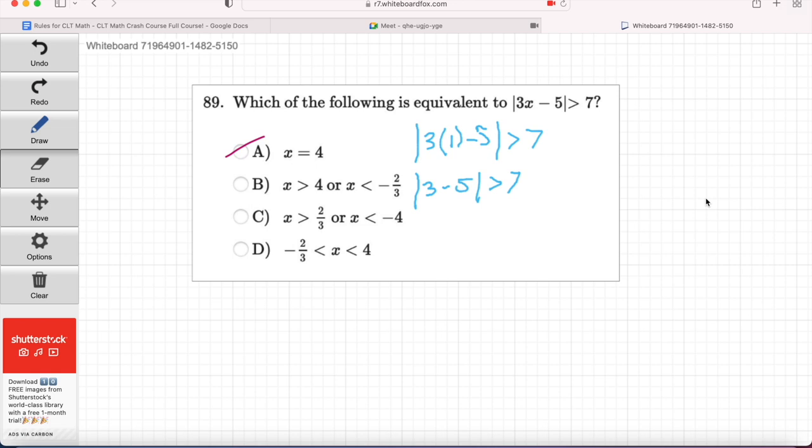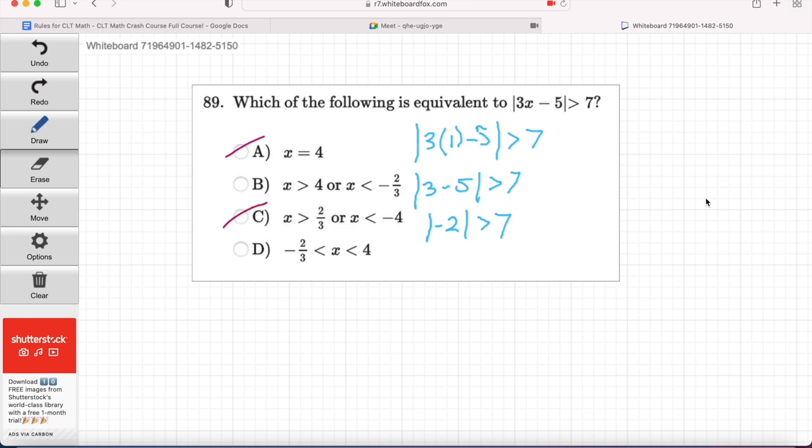Excellent. It's not looking too promising there, is it? No, it's not. Is that going to give us a true statement, Karis? No, definitely not. The absolute value of negative 2, of course, is 2, but that's still less than 7, not greater than 7. We can get rid of answer choice C.